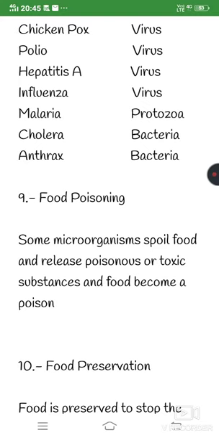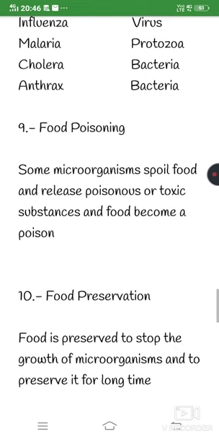Friends, have you ever wondered how food can become a poison? Okay, so let's move on. Some microorganisms spoil food and release poisonous or toxic substances, and food becomes a poison. It even causes death. Okay, so we should always eat covered food.